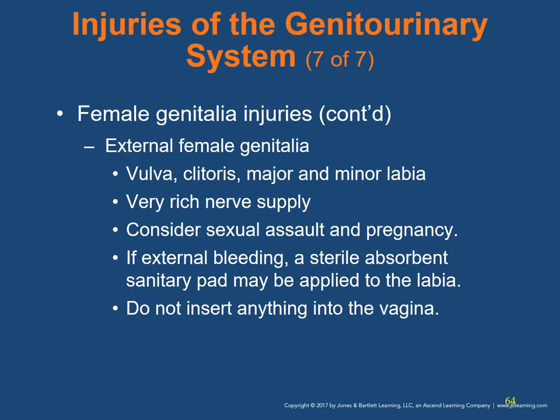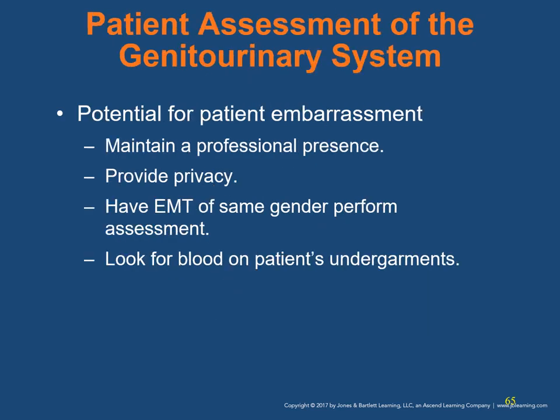Ask the patient about the last known menstrual period. Ask about sexual history. Assume all women of childbearing age are possibly pregnant. This information is relevant because some medications and tests are harmful for a fetus. In cases of external bleeding and trauma, a sterile, absorbent sanitary napkin or pad may be applied to the labia. Do not insert instruments, gloved fingers, or tampon into the vagina. This can cause further damage.